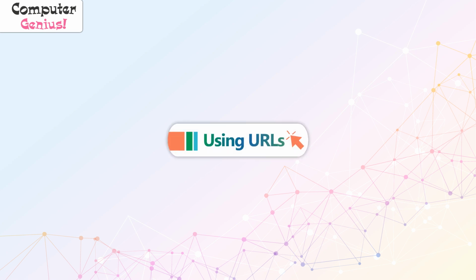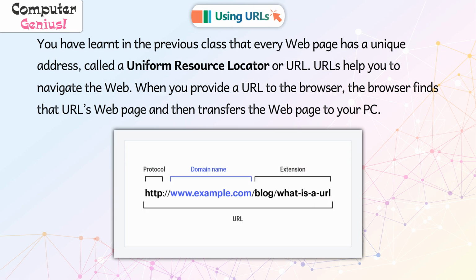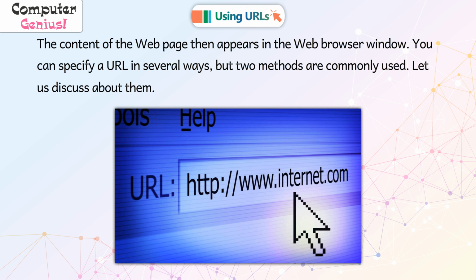Using URLs. You have learnt in the previous class that every web page has a unique address called a Uniform Resource Locator or URL. URLs help you to navigate the web. When you provide a URL, the browser finds that URL's web page and then transfers the web page to your PC. The content of the web page then appears in the web browser window.